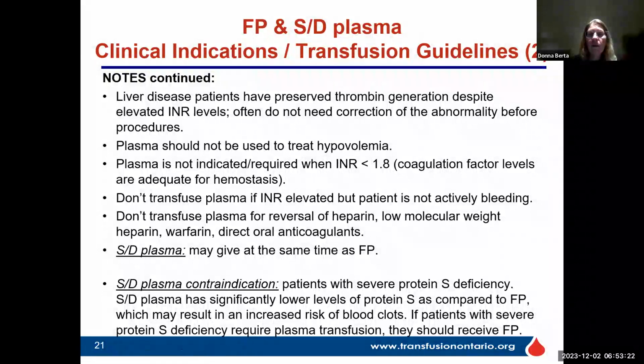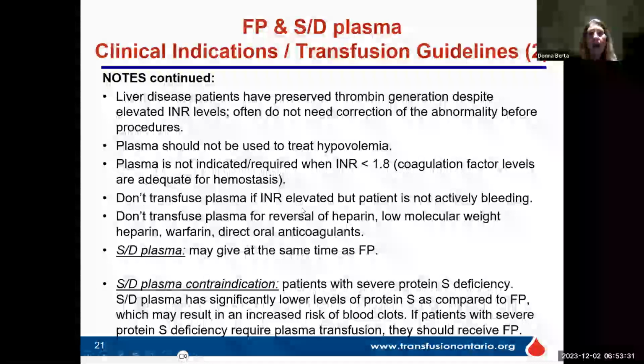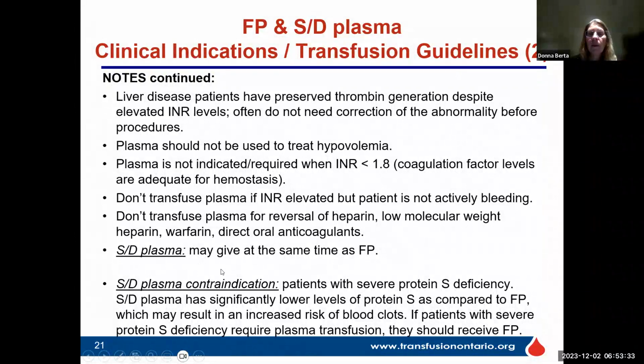And it shouldn't be used for reversal of heparin or low molecular weight heparin, warfarin, or the direct oral anticoagulants. There are other products that are better. An additional note, SD plasma, you can give it at the same time as FP. That's perfectly fine to do.